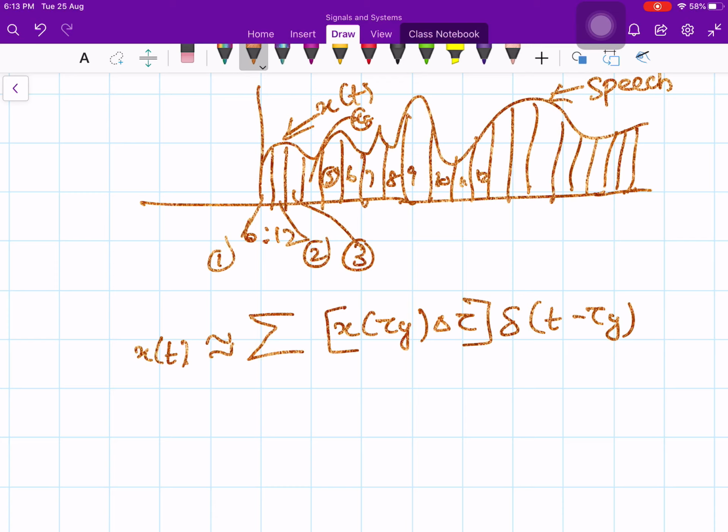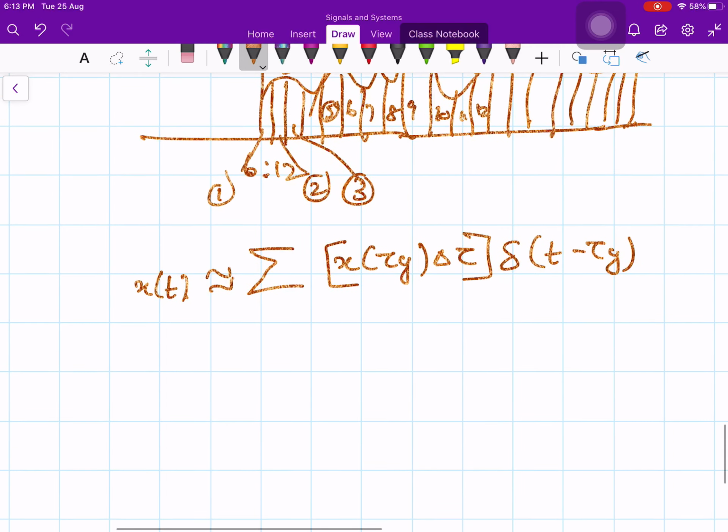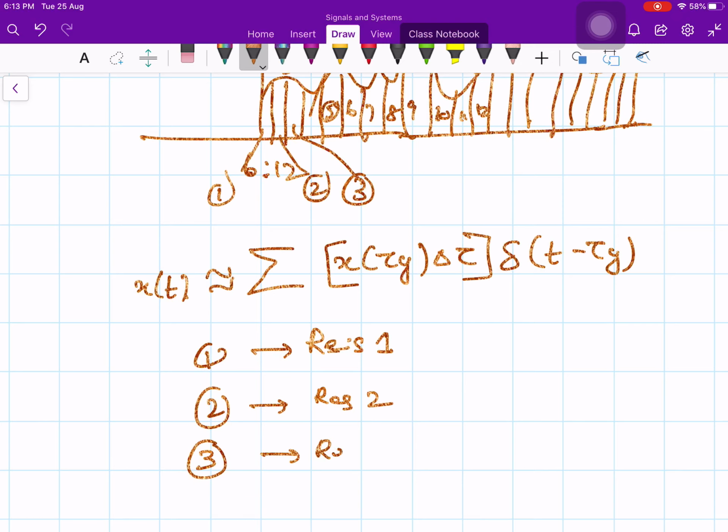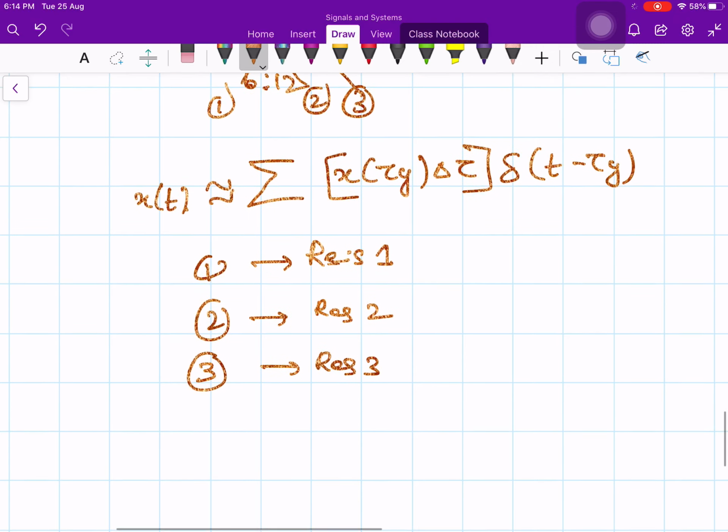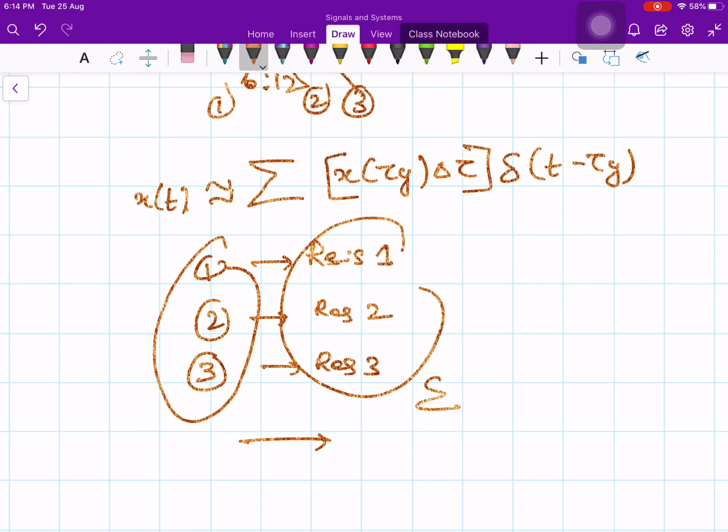So if you want to find the response to this arbitrary input, you take the first impulse and find the response, response 1, let us say. Apply the second impulse, find response 2. Apply the third input, you get response 3, like that. So finally, what you do is add all these and find the total response. That response is equal to the sum of these responses: response 1 plus response 2, output 2, output 3, and so on and so forth.